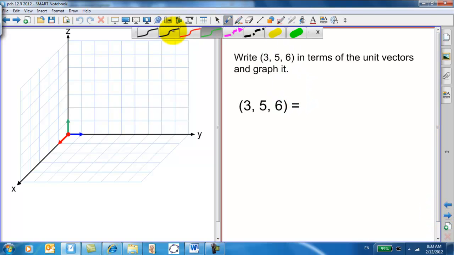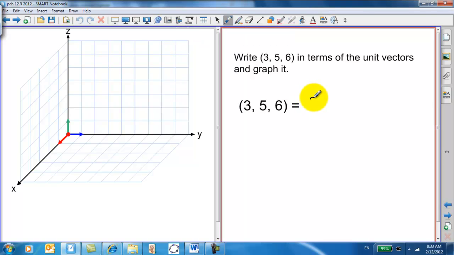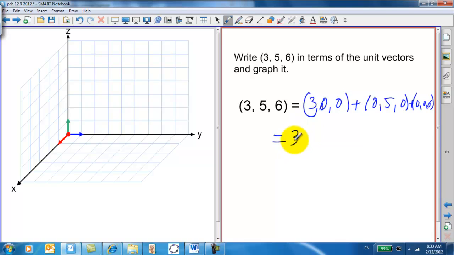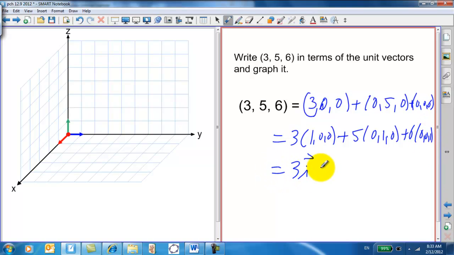Well, (3, 5, 6) is (3, 0, 0) plus (0, 5, 0) plus (0, 0, 6). And so that's 3 times (1, 0, 0) plus 5 times (0, 1, 0) plus 6 times (0, 0, 1), or 3i plus 5j plus 6k.